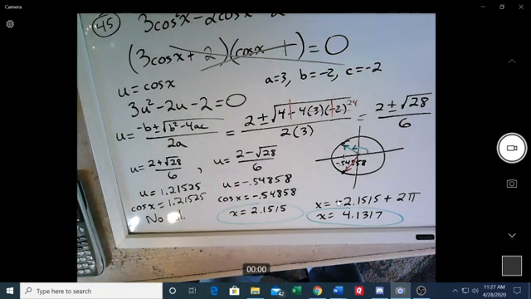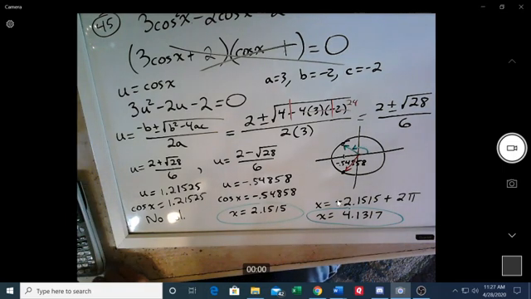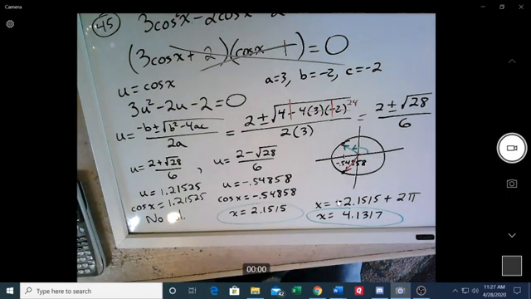Does that answer your question, Kylie? Sort of. The book has a different answer than actual decimals. What does it have? It had arc cosine times 1/3 times 1 minus the square root of 7. And 2 pi minus arc cosine of 1/3 times 1 minus the square root of 7.